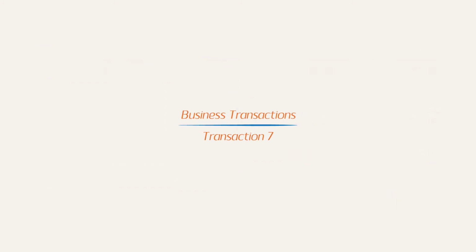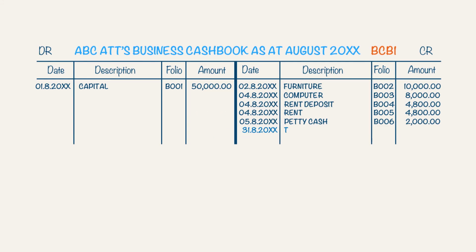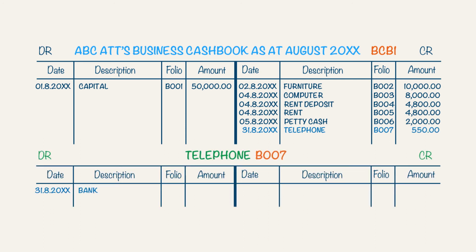Transaction 7. On 31 August 20XX, the firm paid Telkom an amount of 550 Rand for the telephone charges incurred during the month. You debit the telephone account, as this is an expense incurred by the firm. You credit the business cashbook, as money was paid out of the business account. You record the date, the description, the folio, and the amount accordingly.